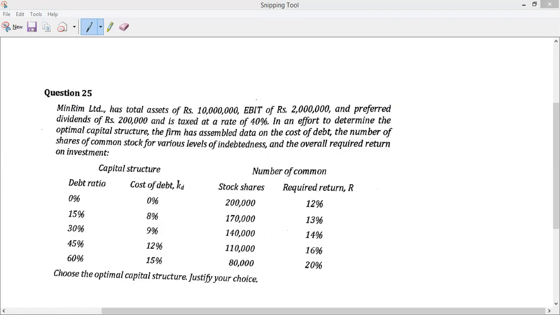So I'll tell you one logic here. This question is slightly different from the other questions. In other questions, tax was not there, and preference dividend was not there. Which is why we were able to calculate the value of the firm by simply dividing EBIT by the overall cost of capital. If you remember, for overall cost of capital there were two methods. In one method, we were multiplying the share, that is 0.1, 0.2, with the cost of that particular component, and adding those products. Do you remember that? We were calculating a small table.